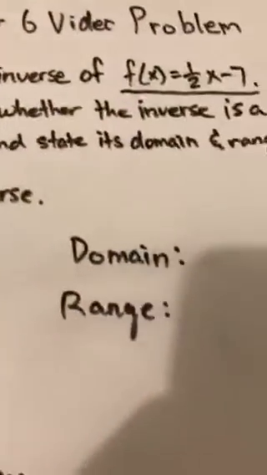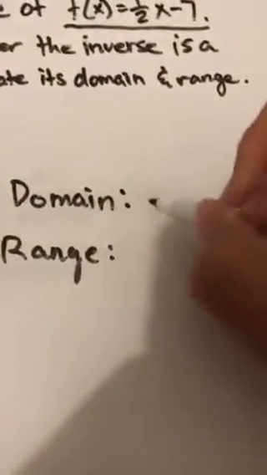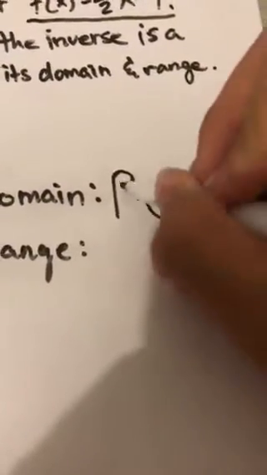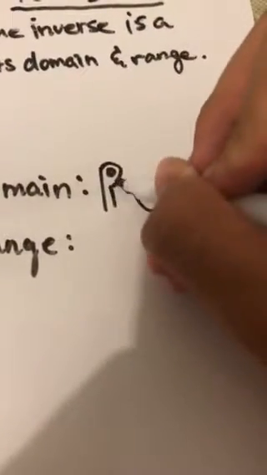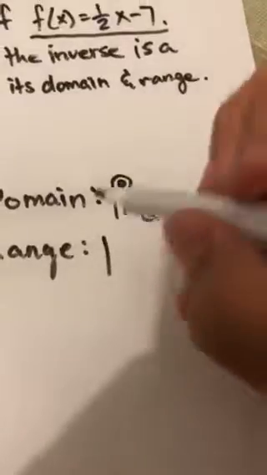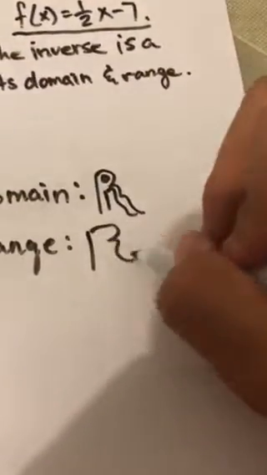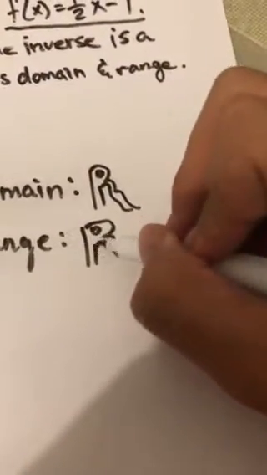So the domain would be R, for all real numbers, and the range would also be R, for all real numbers.